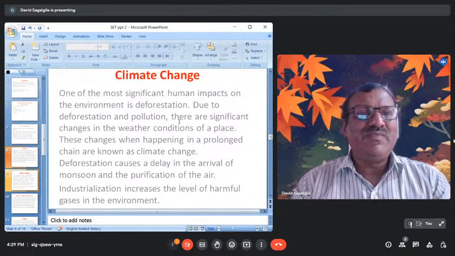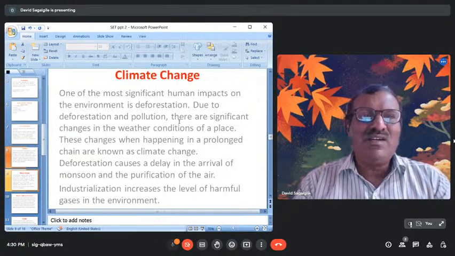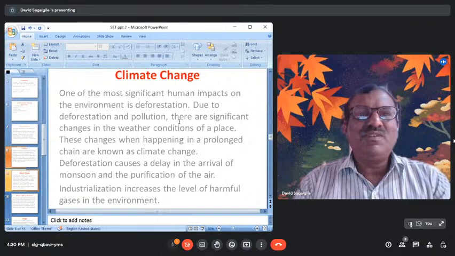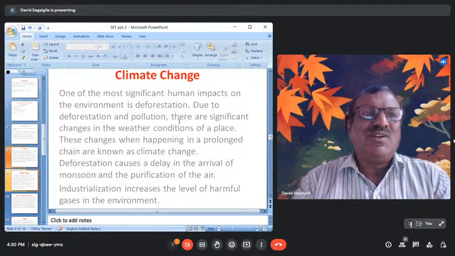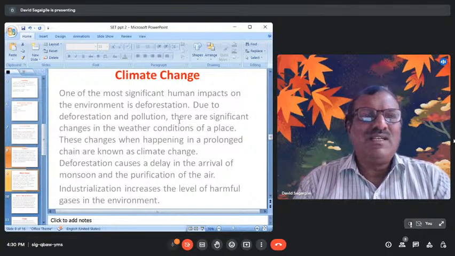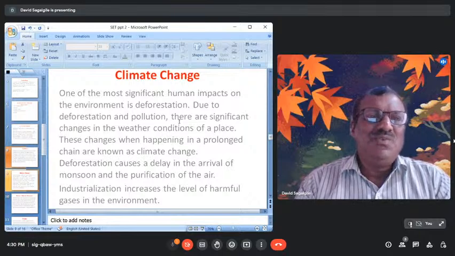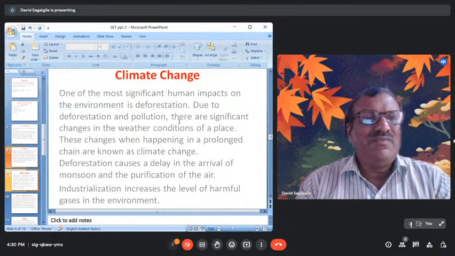So the most significant human impact on the environment is deforestation. Deforestation means cutting down of trees or destroying the forest. We see in most of the underdeveloped countries or the developing countries, their land is not sufficient for them to yield enough crop. So what they do, they will go to the jungles, they will cut down the trees, and they will use that land for cultivating their crops. So this is a process of deforestation. So human impact on environment is the deforestation.